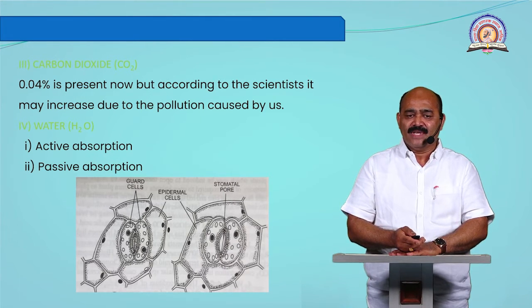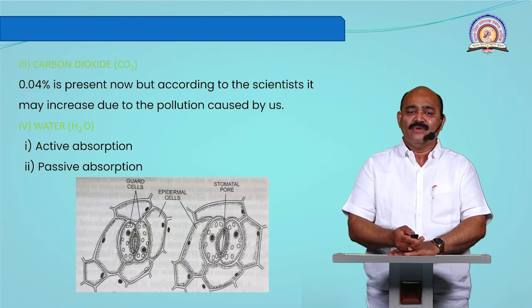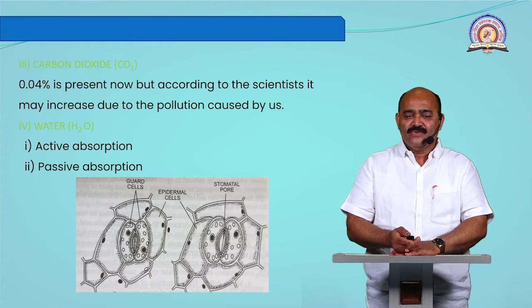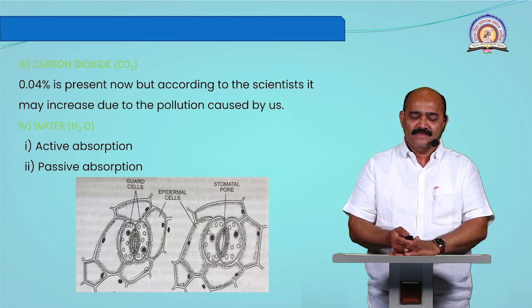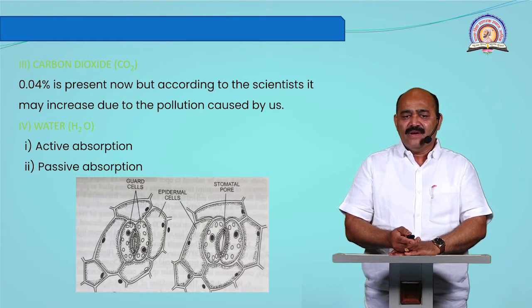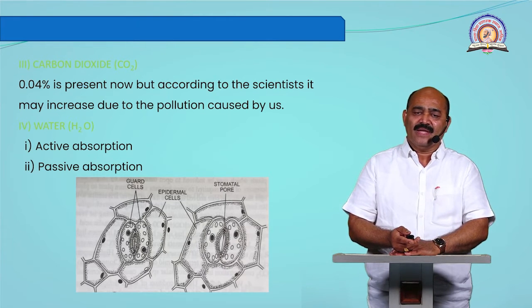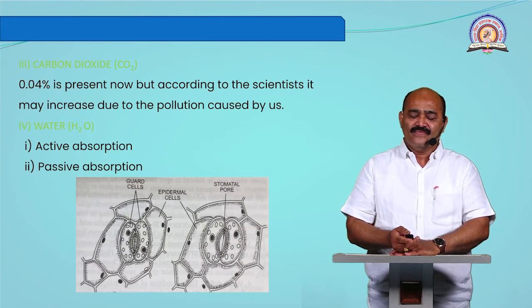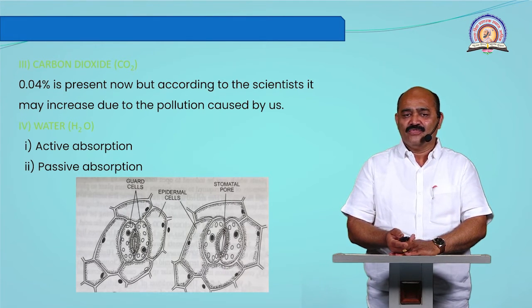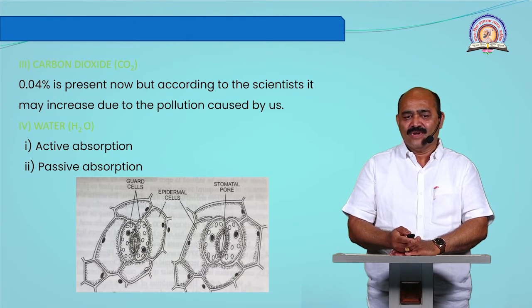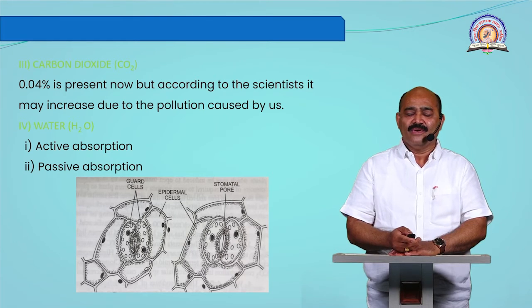Now, the root's first cell sap is naturally more concentrated than the soil water. And according to the rule of osmosis, what happens? The lower concentrated solution moves towards the higher concentration. That means low concentrated water solution moves towards the higher concentrated root first cell solution, and from soil to plants water starts coming according to the rule of osmosis. It is known as active absorption of water.